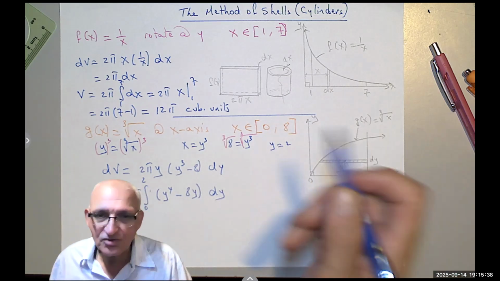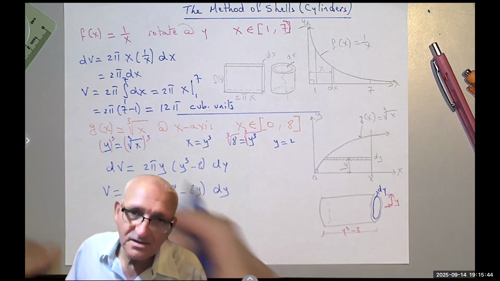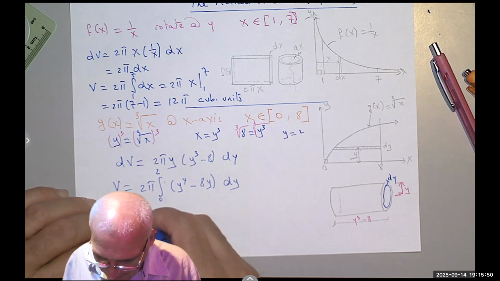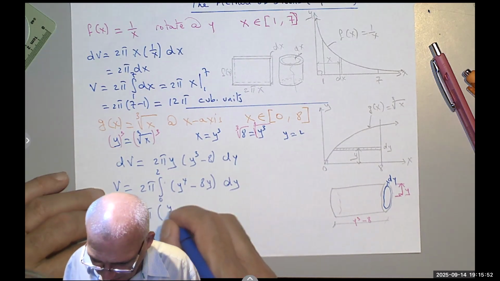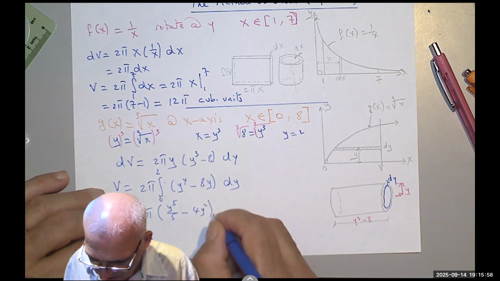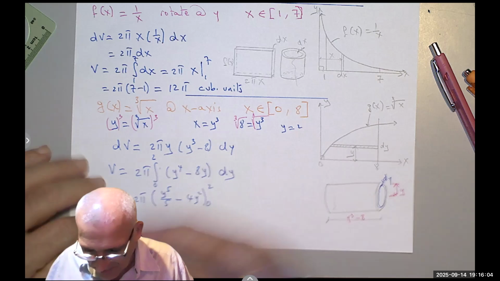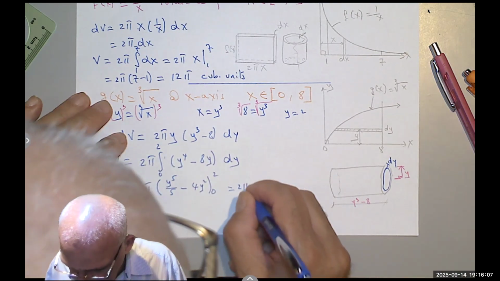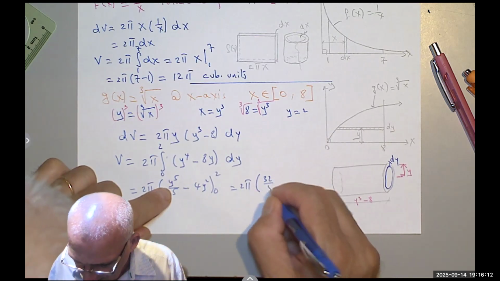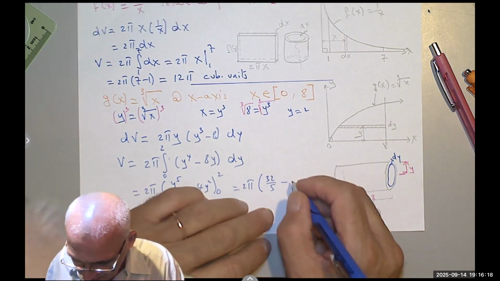I mean, it doesn't matter if you are going to do that on a calculator or something, or even evaluating it with radicals or decimals. It's not a big deal. So I'm going to get 2 pi times y to the fifth over 5 minus 4y squared, right? From 0 to 2. That's why I told you I picked 0, not 1, so I don't have to subtract. It's just substitute with 2. So I get 2 pi times 2 to the fifth, which is 32 over 5, minus 2 squared, which is 4, times 4.